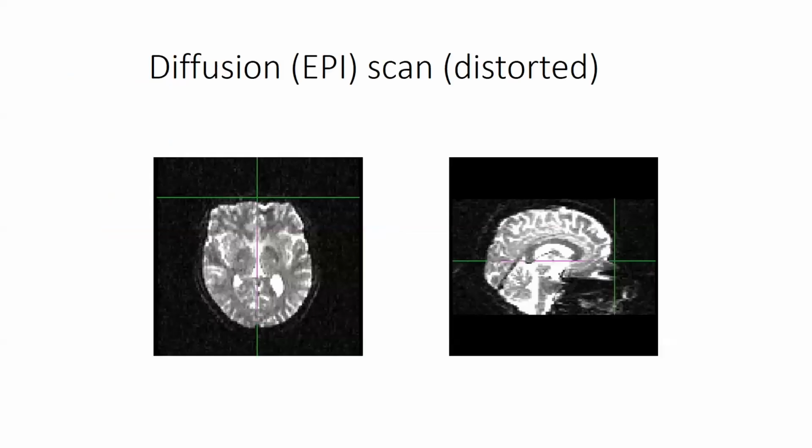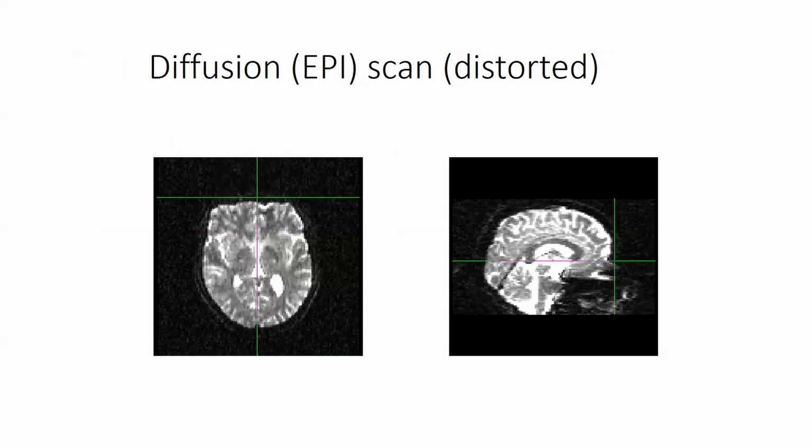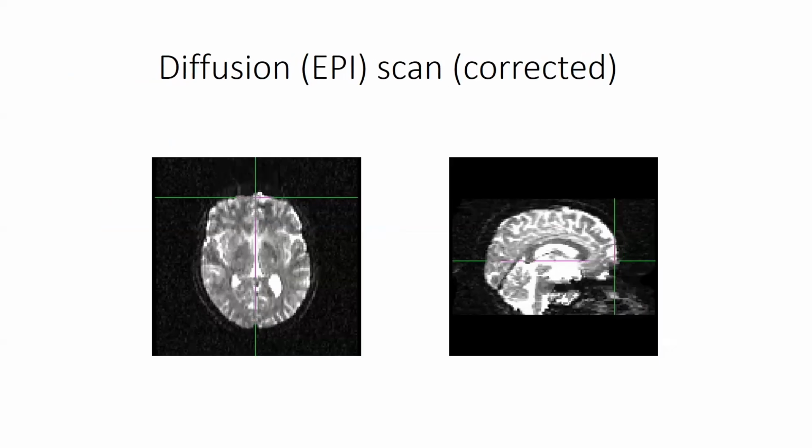Fortunately, we can check that and of course control for it. This is the distorted scan, and then I can also correct it. So again, this is the distorted one, and the corrected one looks nice. So it's good to know, but also know that we can have distorted images.